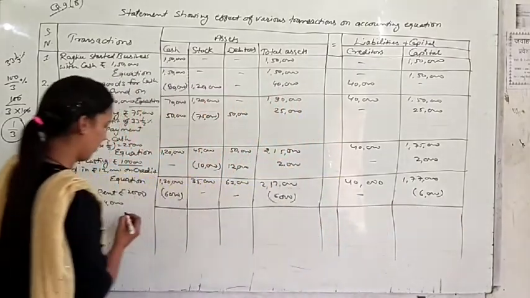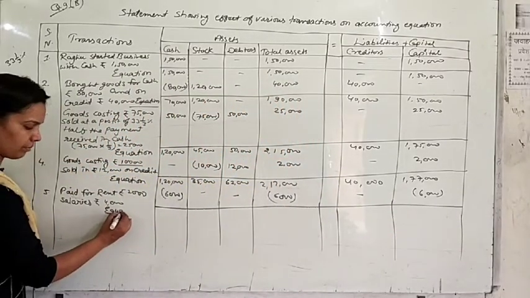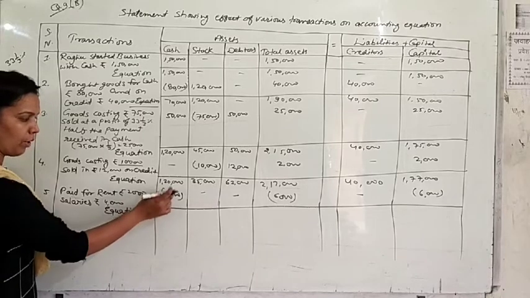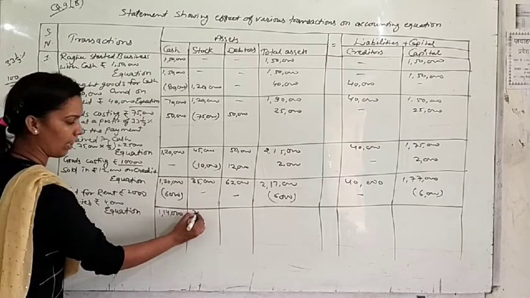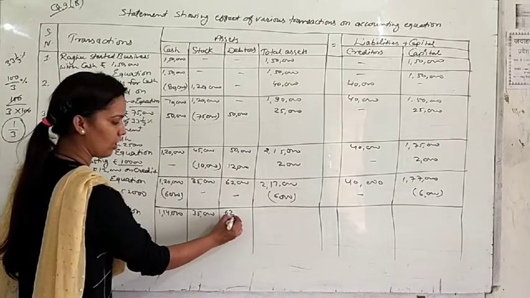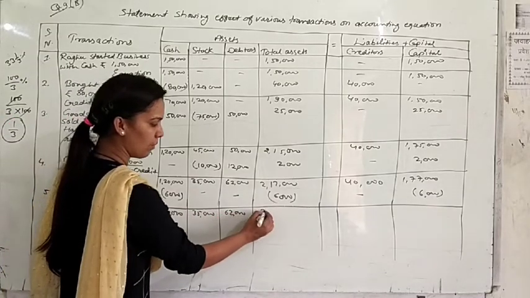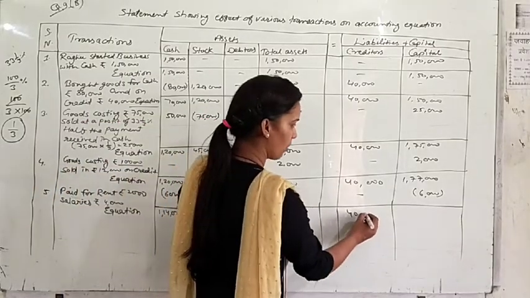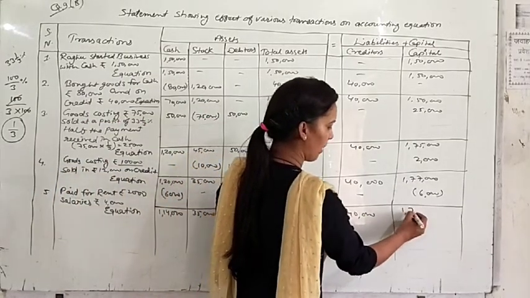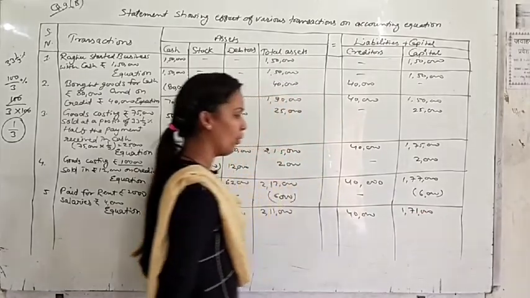Now again form the equation. 120 minus 6, that is 1,14,000. 35,000. 62,000. 217 minus 6, that is 2,11,000. Here 40,000. And 177 minus 6, 1,71,000.